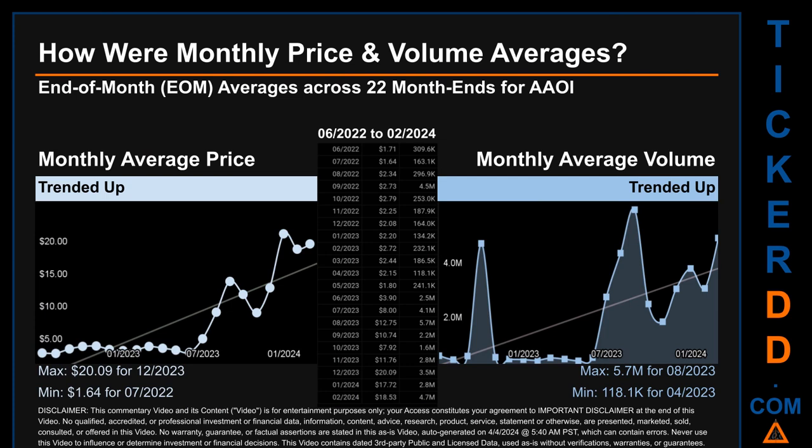How were price and volume averages for AAOI? Across 446 trading days, there were a total of 22 month ends, of which monthly averages for daily price and volume were calculated. Overall, monthly price average trended up while monthly volume average trended up. The maximum end of month average price was $20.09 for 12/2023, while the minimum was $1.64 for 07/2022. Looking at volume, 08/2023 and 04/2023 respectively saw the highest and lowest monthly average volume at 5.7 million and 118.1 thousand.